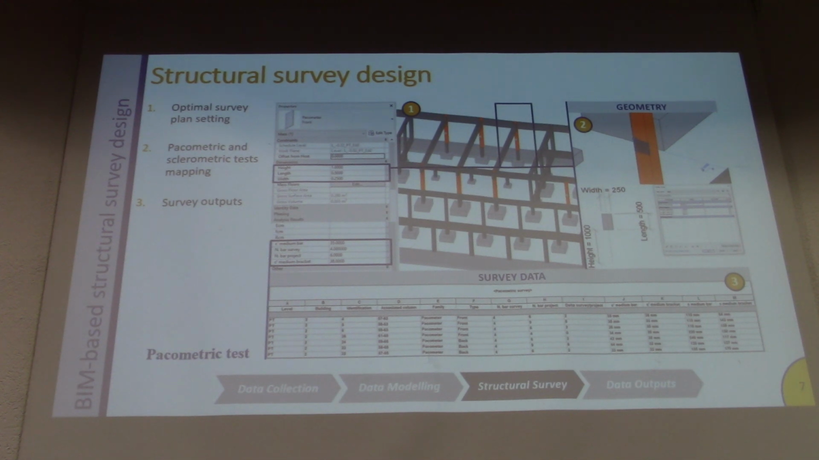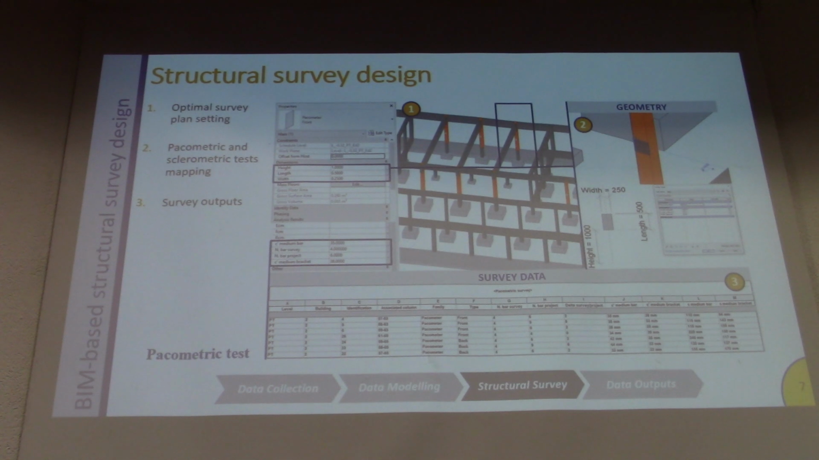Parametric and sclerometric tests are mapped by introducing fictitious objects into the model. These fictitious objects are created from a surface-based family, and the width, the height and the length of the family, that is a cube, are used to manage the dimension of the area of investigation, while the height is the elevation from the ground of the test. In this way, it's possible to design and plan the survey beforehand in a very realistic way, optimizing the time and reducing the waste of time in the field.